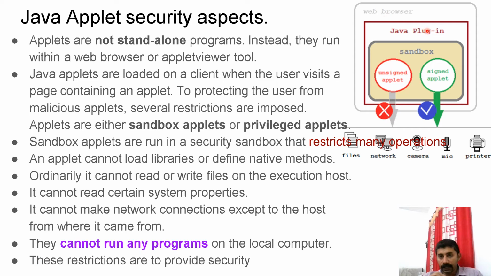So here you can see within web browser, there will be Java plugin. Under Java plugin, your applets are getting executed within the sandbox. For the time being, you can visualize it something like your applet is running within a box, and to access anything outside the box, it requires permissions. So depending upon the trust level of the applet, it may or may not access. So there is a control for the user.